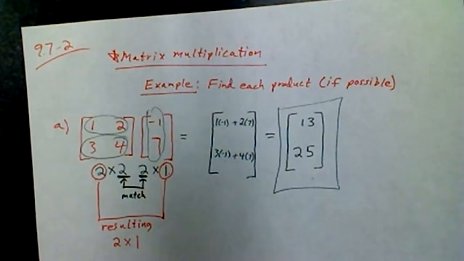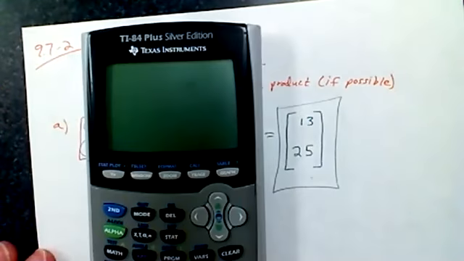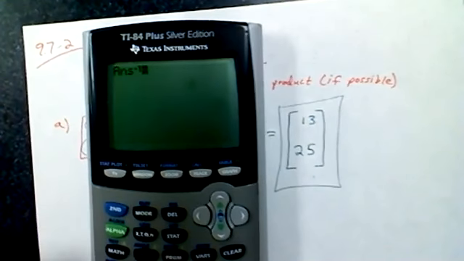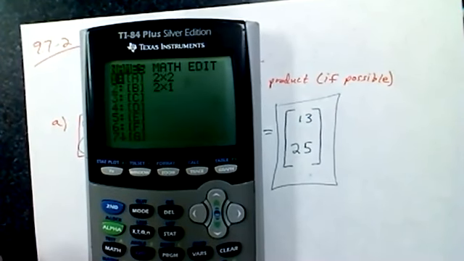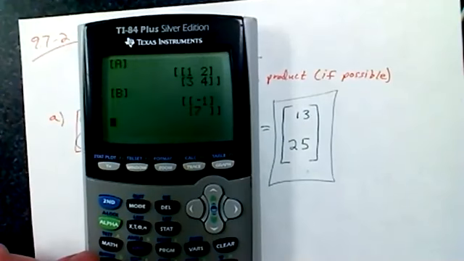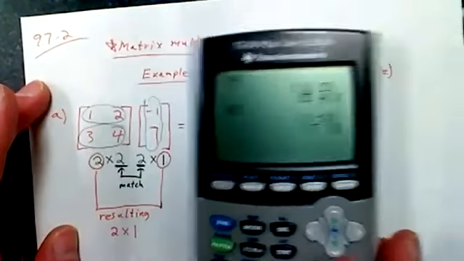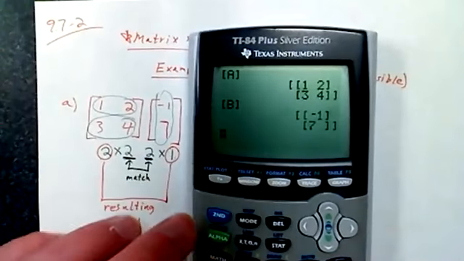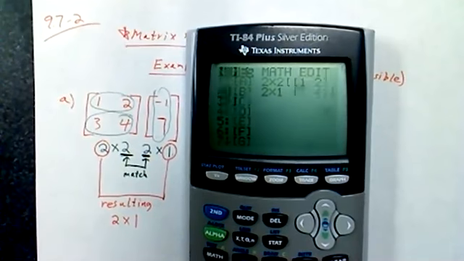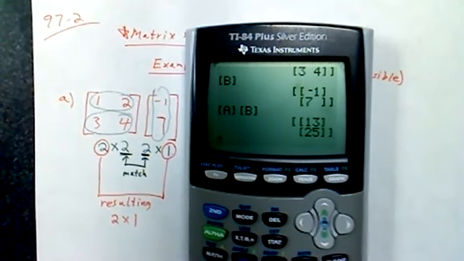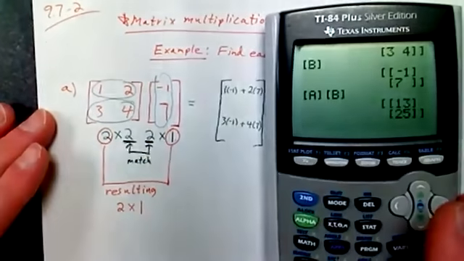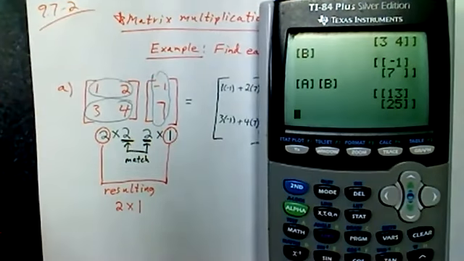Now, you can do this on your calculator as well, okay? So I want you to notice that if I go to my matrices, I have the 2 by 2, and I have the 2 by 1 right here. And I can go ahead and I can literally just multiply these. I can say, okay, matrix A times matrix B. And maybe that's the easiest way to go through and do it at this point. And that's fine if you want to use your calculator and go ahead and do that, okay?